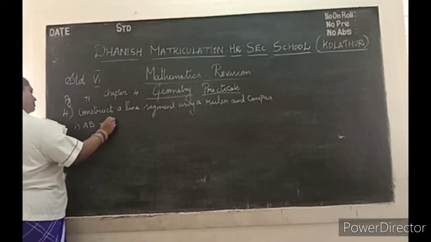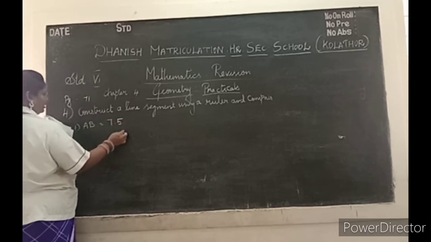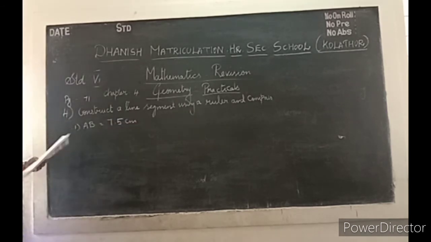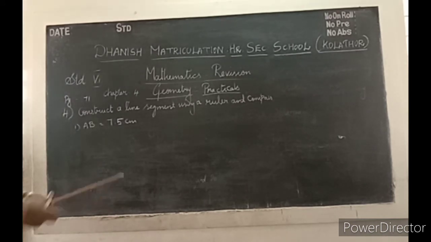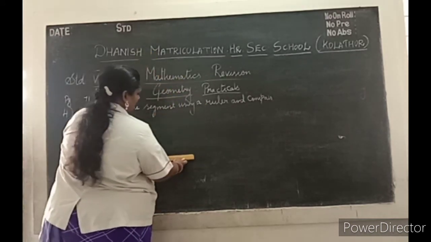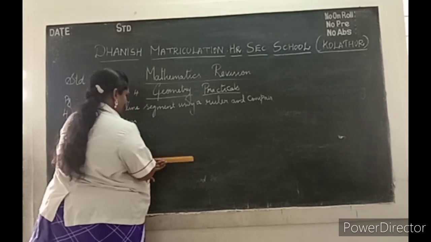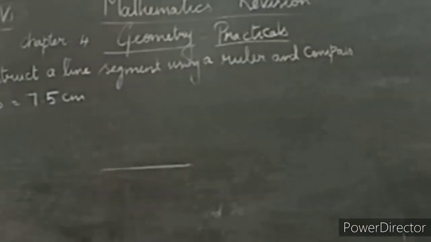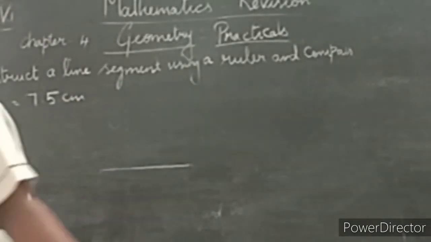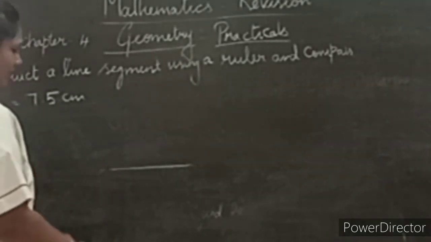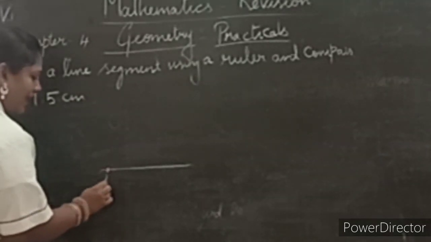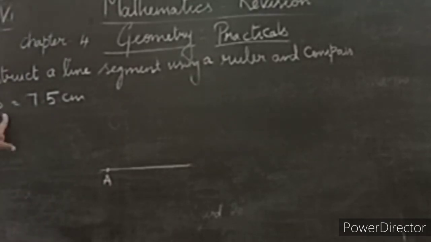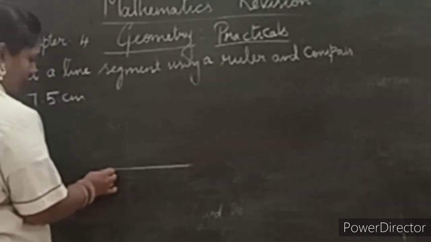AB is equal to 7.5 centimeters. So what is the first step? As you all know, we have to use a scale. First I have to draw a line. The first step is drawing a line. And next, I have to keep one finger here and make this point as A, because they have asked for AB. So I have marked A.